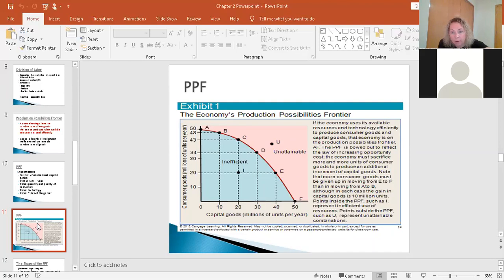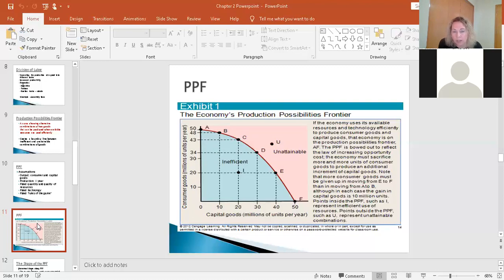Anything up there in the pink is going to be impossible or totally unattainable. You might one day be able to produce in that pink area if you have increases in technology, increases in resources, some other things we're going to talk about here in a minute. But right now, today, anything above your PPF is impossible or totally unattainable, okay? Anything below in that light blue is an inefficient use of resources.